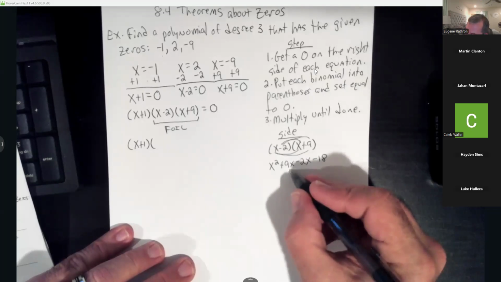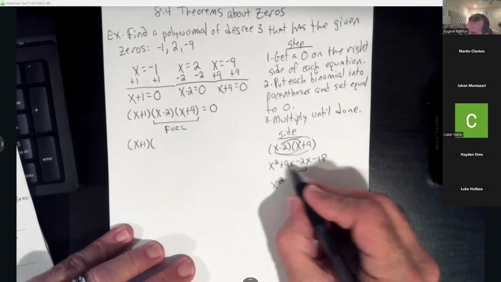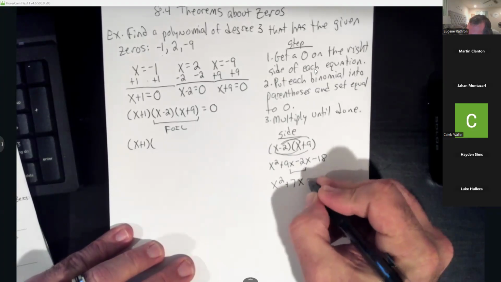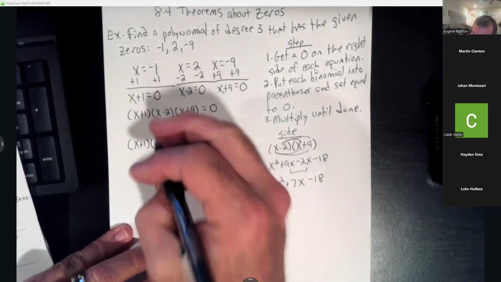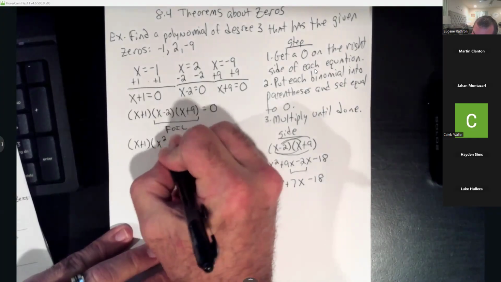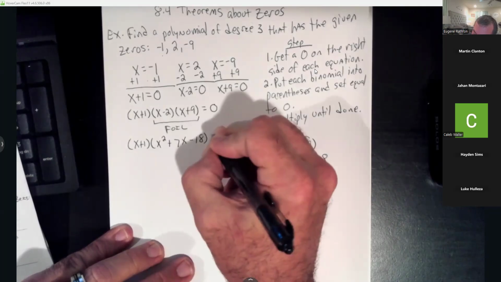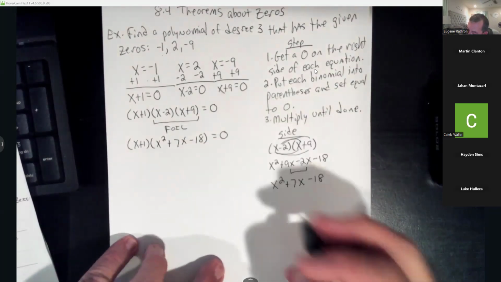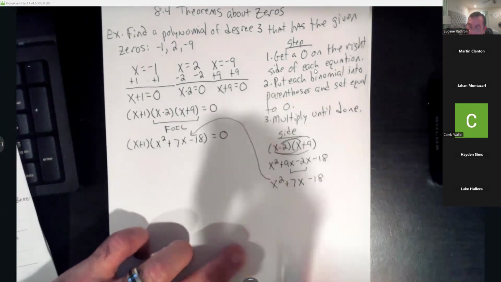And y'all, the last step is to add the like terms. So I get an x squared. 9x minus 2x gives me 7x. And then minus 18. So I'm putting that into parentheses now: x squared plus 7x minus 18. And all of this is still equal to 0. So y'all, I did that, and we put that right there.